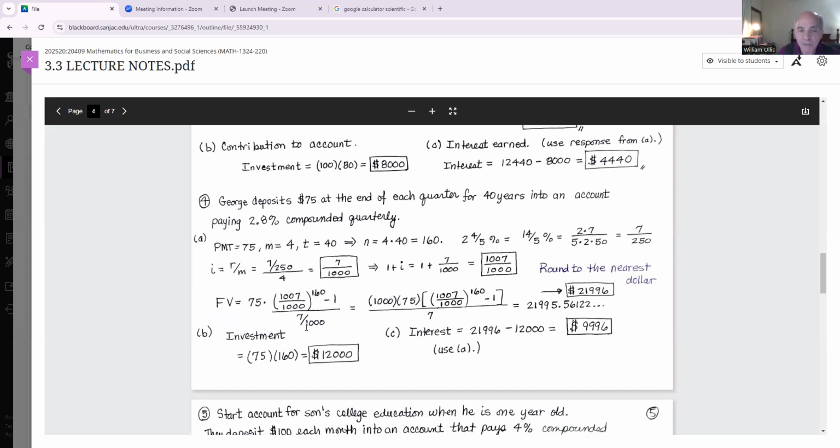Notice we have the division by the fraction, so the 1,000 can just come upstairs with the 75, and we'll just leave the 7 downstairs. And then notice here I've got brackets. You'll have the 1,007 divided by 1,000 raised to the 1/60th power minus 1. Now, this provides an exact calculation.